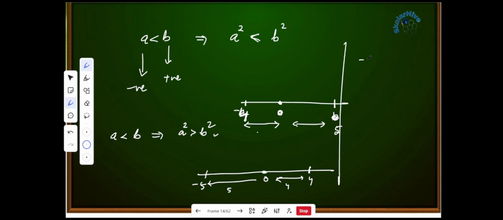Let's say we have minus 8 less than 3. If you take the square on both sides, as this numerical figure is bigger than this, the square value of negative 8 will be bigger than the square of 3. So here by taking the square, the inequality sign will change. Now the same example, if I take, let's say, negative 2 and here 5. Now you can see that the numerical value over here is smaller than this. So if you take a square on both sides, then there is no change in the inequality sign.